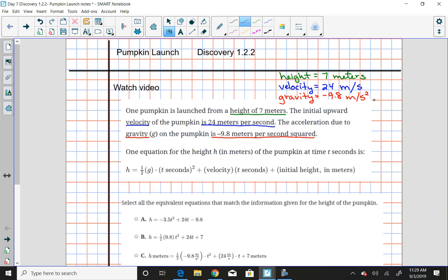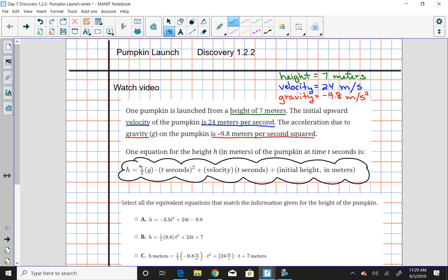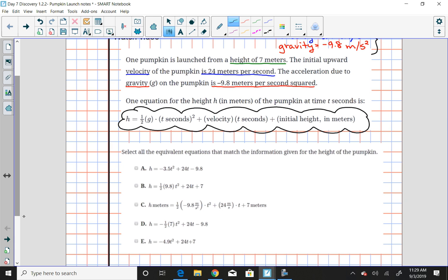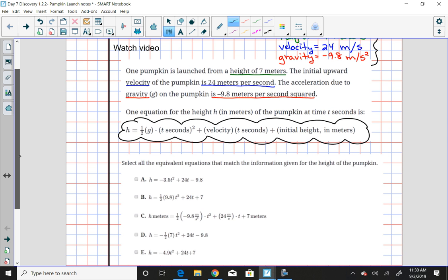Now, every projectile in the world uses this equation. Do not write this down. It uses this equation right here to calculate where it is in height with respect to time. Where is your projectile? How high off the ground is it with respect to time? So we're going to take our information up here and put it together to write an equation. Hopefully, it's one of the ones that I have on my screen.